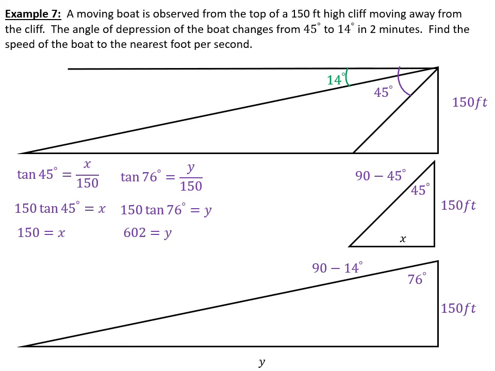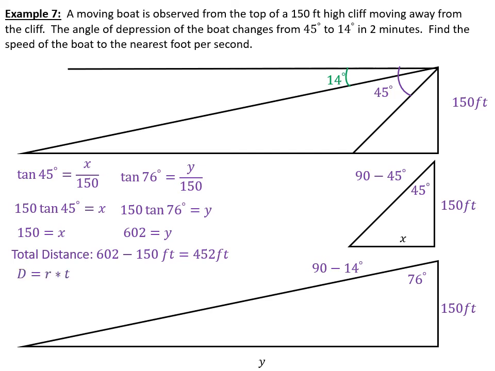Okay. So how far has it traveled? Well, the total distance away from the cliff is 602. The first distance was 150, so just subtract them. So the total distance is 452 feet. But that's not quite what it was asking. It was asking how fast the boat was going.